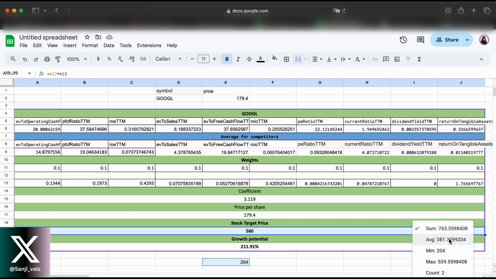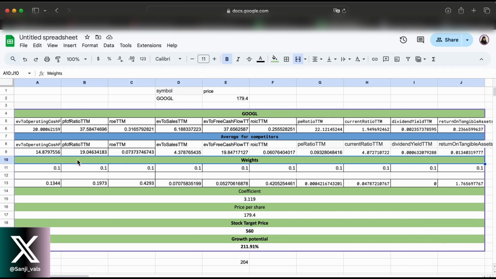The average would be 381, and you can say that the average based on your price income model and based on analyst estimations is 381. But again, this is a very simple model. Of course, you can take a DCF model. You can also examine those ratios individually and substitute them, put in other ratios if you want to.